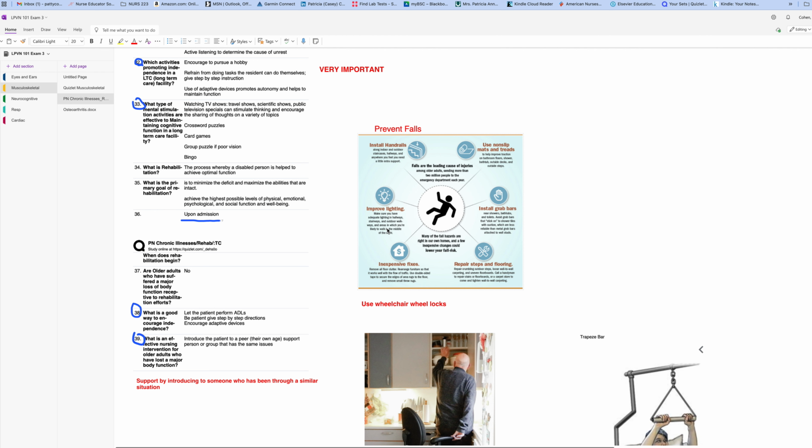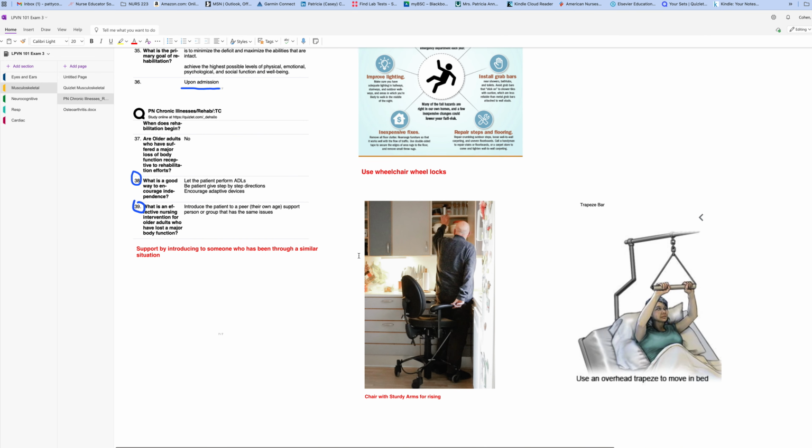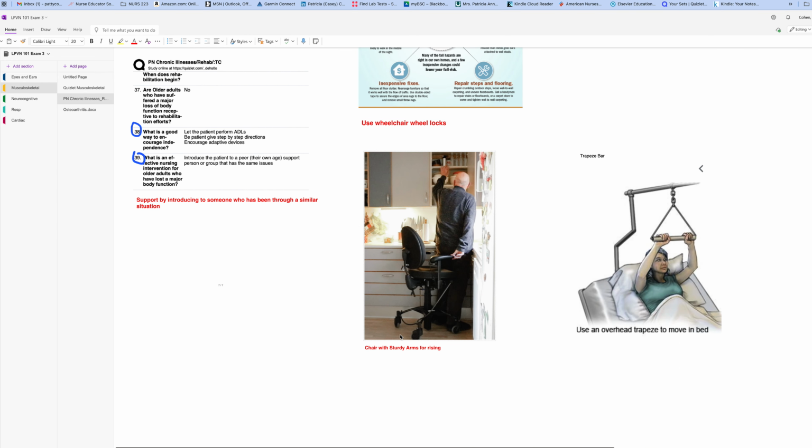If your patient is having trouble, like say they had a stroke and they can't talk, they could meet a peer that has been through the rehab of having the same type of stroke, to offer some support. So you want to introduce somebody who's been through a similar situation. You want a chair with sturdy arms for rising, and this one has wheels, so I would be cautious about this because that could roll back out from under them. Trapeze bar, you always want them to use trapeze bars. Okay, osteoarthritis.